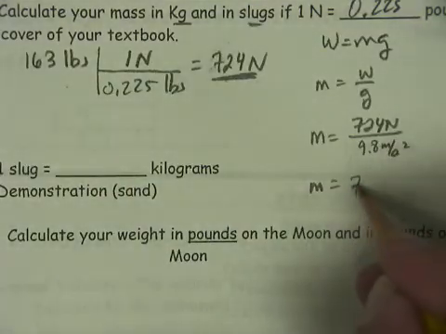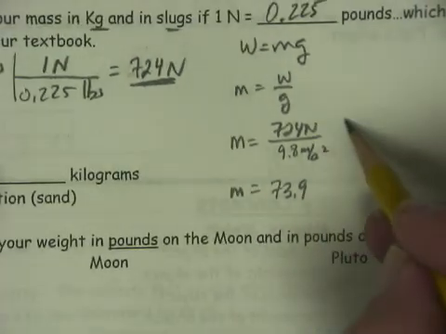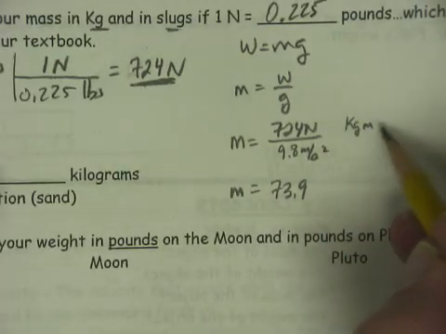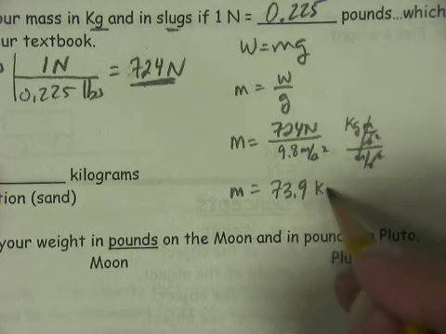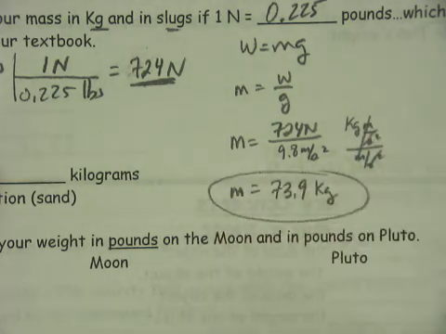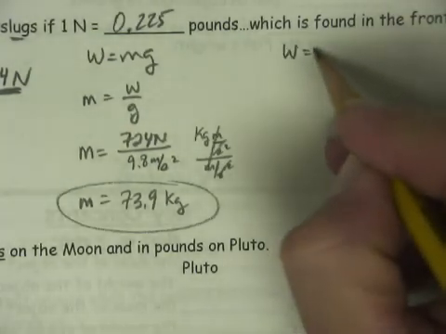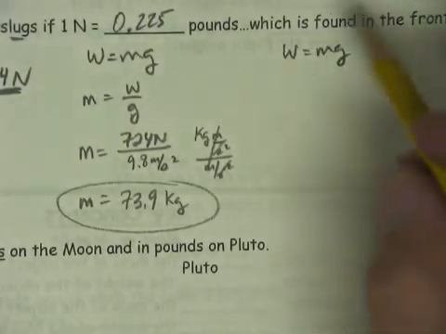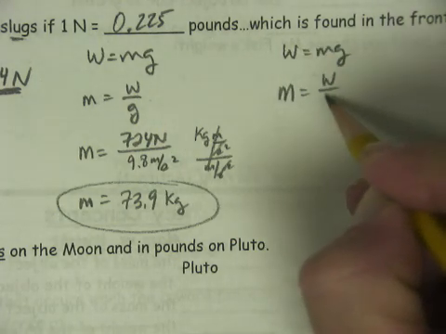Now what is that going to be measured in? Look at what you got. A Newton is a kilogram meter per second squared, all over meter per second squared. Do you see how all those units cancel out and the only thing you're left with is kilograms? And there it is. There's your mass in kilograms, 73.9 kilograms. All right, the next one. We want your weight in pounds. And this is where it gets to be a little goofy. So let's solve for weight, or solve for your mass.